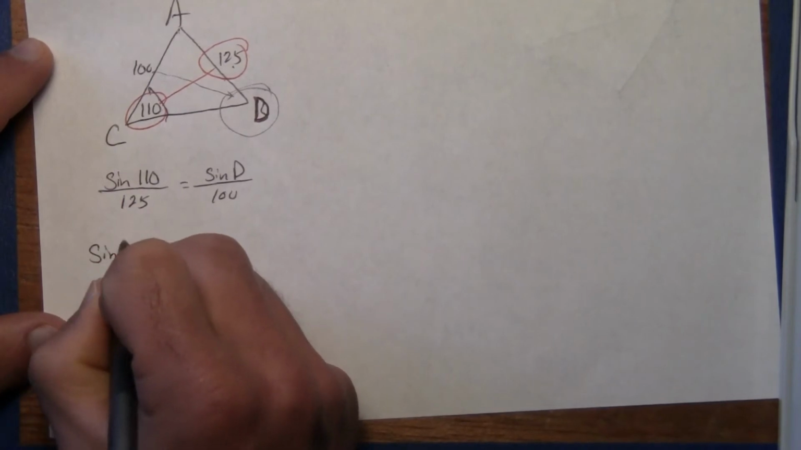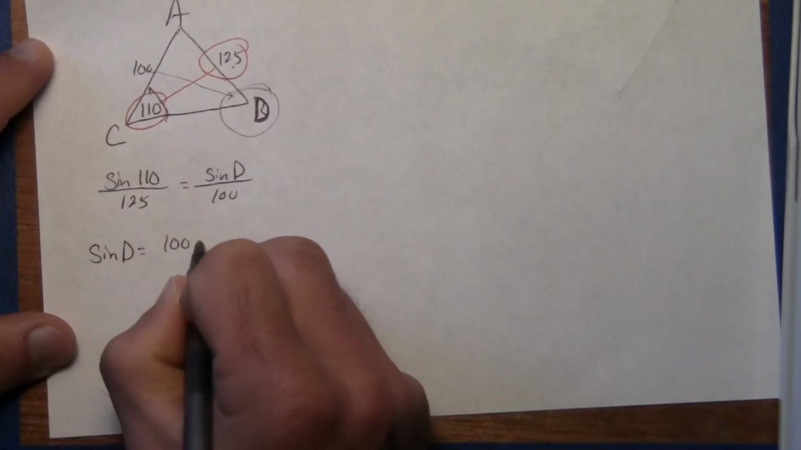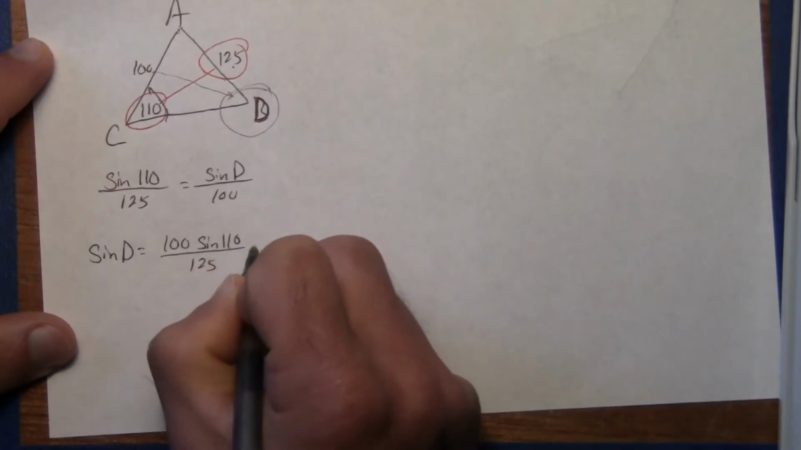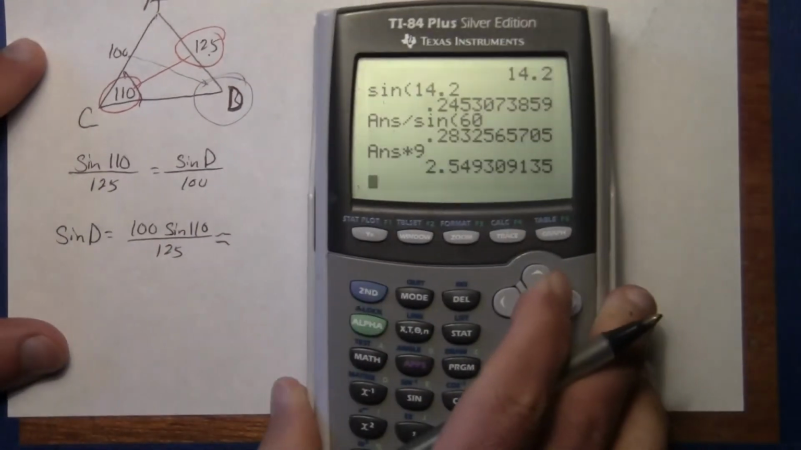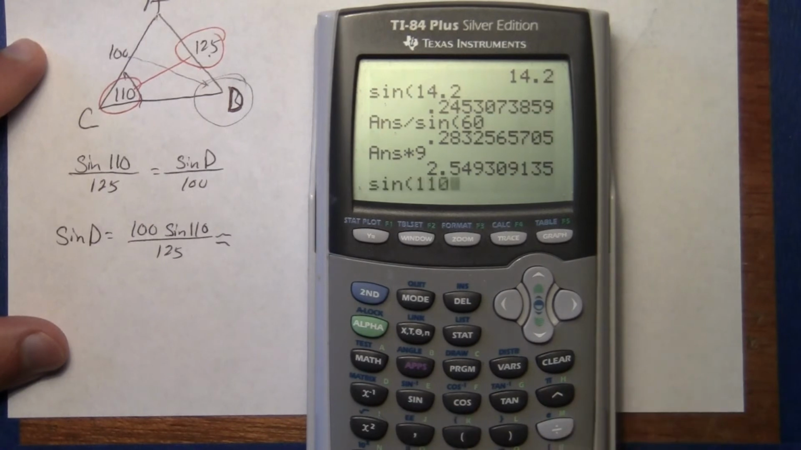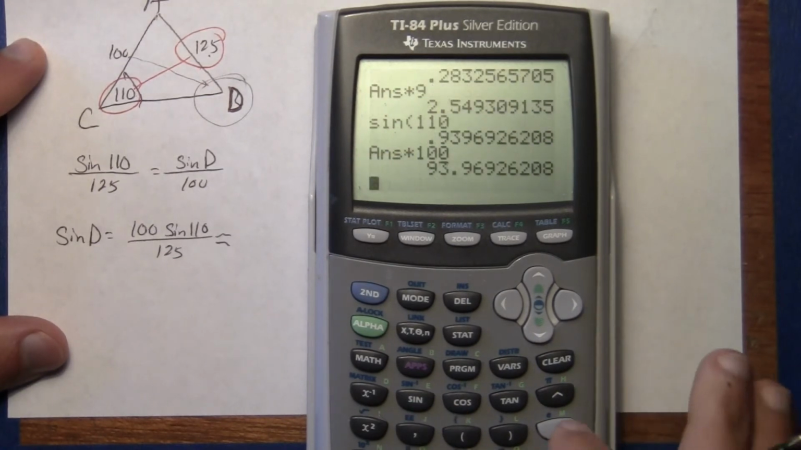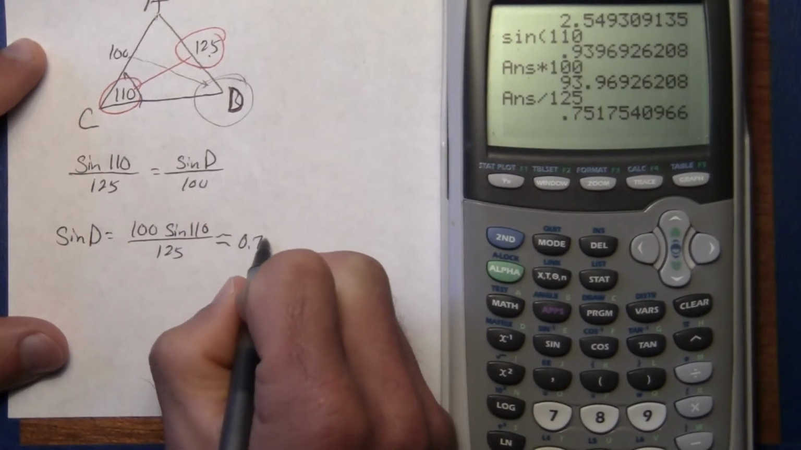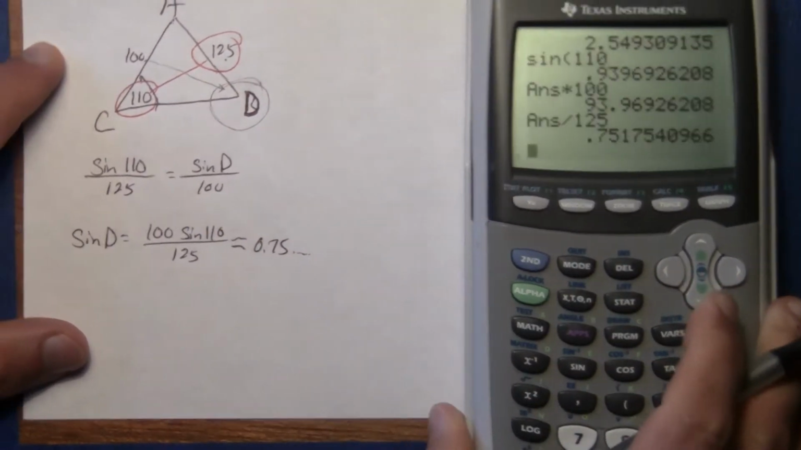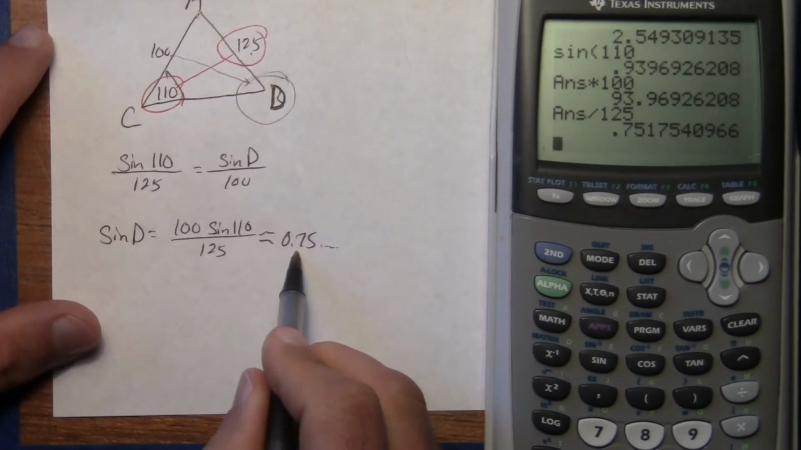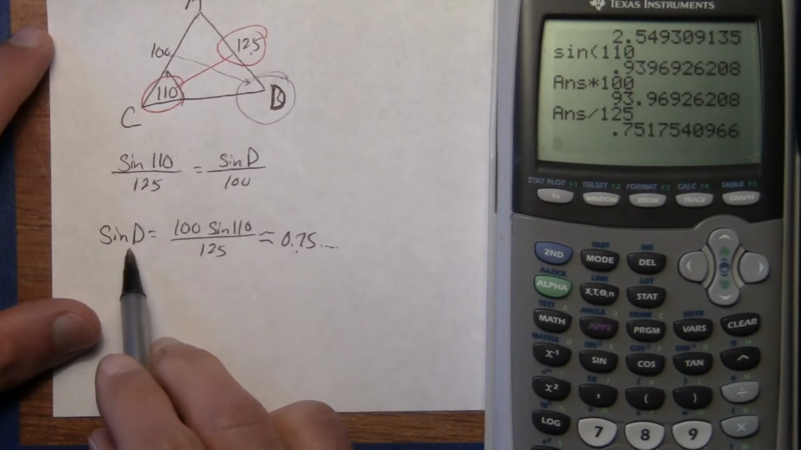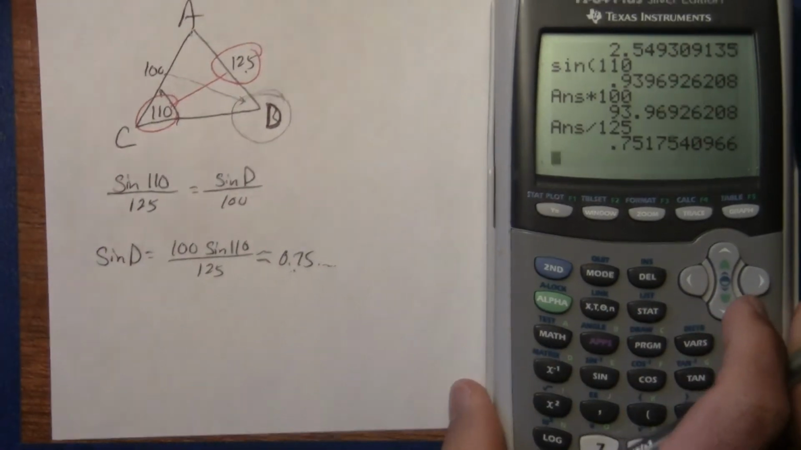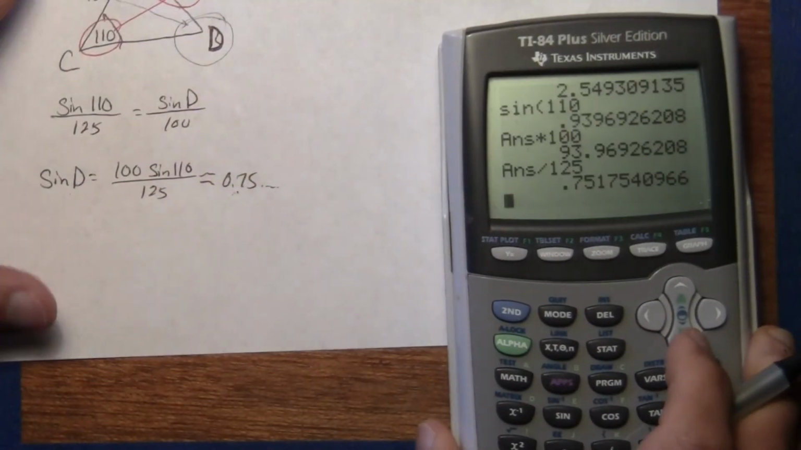And I'm going to get the sine of D is equal to, if I cross multiply, 100 times the sine of 110 over 125. And again, please tell me what that decimal is so I can see it. Sine of 110 times 100 divided by 125 is eventually going to give me 0.75. If that number is bigger than 1 or less than -1, when you type the sine inverse, you get an error. That would mean that you have no triangle. So that's usually easy to see.